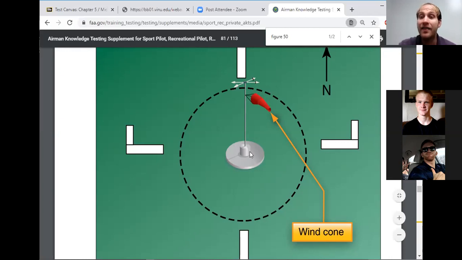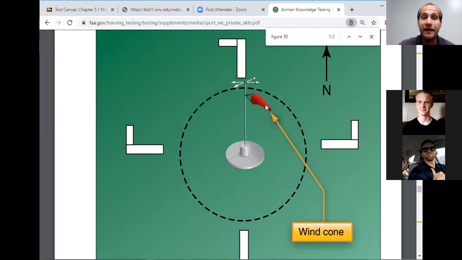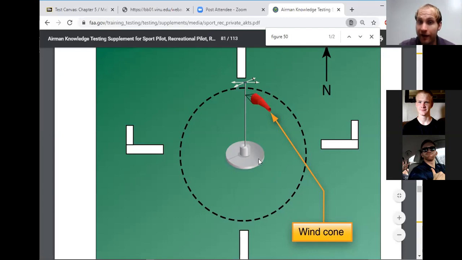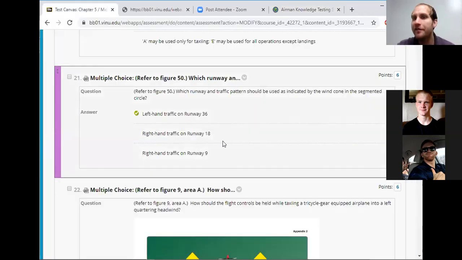So using this figure, we see that the wind is from the northwest. That's either going to be a left-hand traffic pattern for runway 36, or it could be a right-hand traffic pattern for runway 27. I can imagine either of those answers working out. So I go check my test, and runway 27 is not even an option. So the best answer choice is left-hand traffic for runway 36.